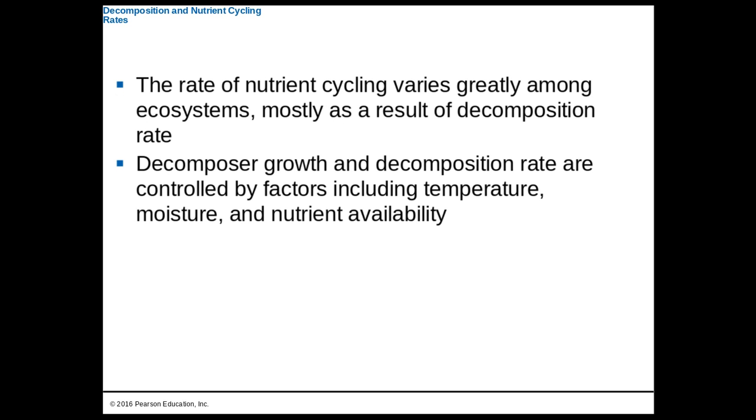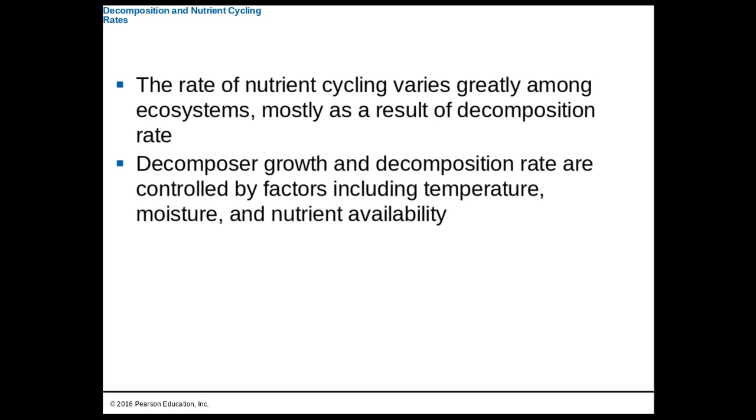life in the ecosystems. The rate of our nutrient cycle depends on the ecosystem, but it depends on the rate of decomposition. And that then depends on the organisms that do the decomposition, which are the decomposers. So their growth and decomposition rate are controlled by things like temperature, moisture, and the availability of their nutrients.